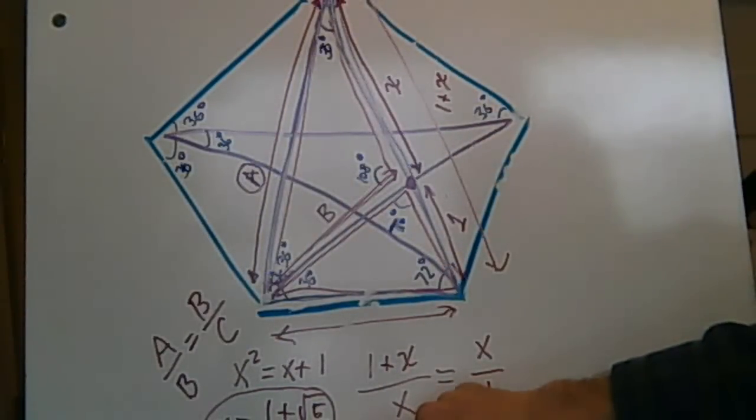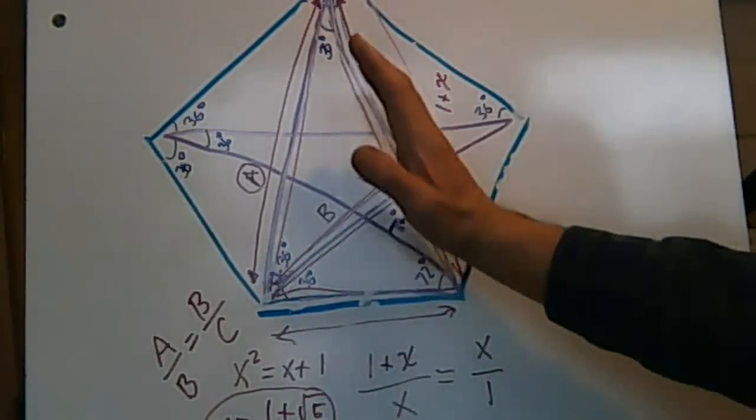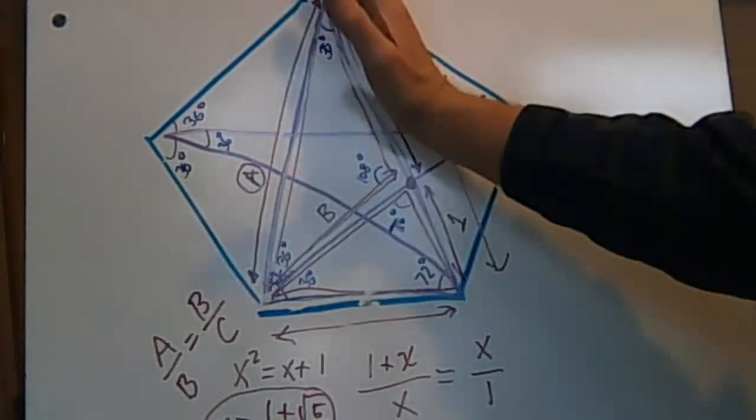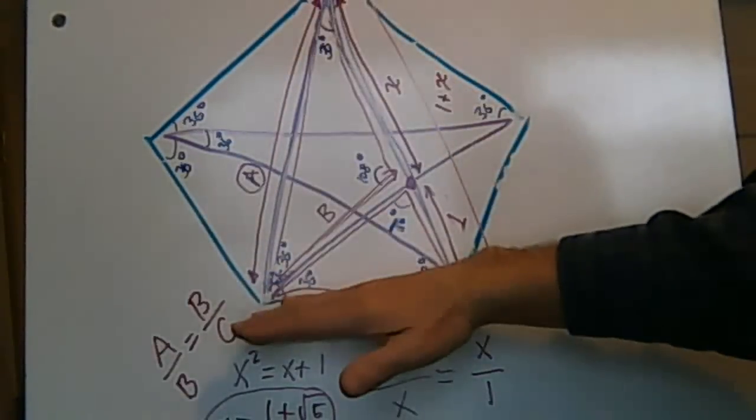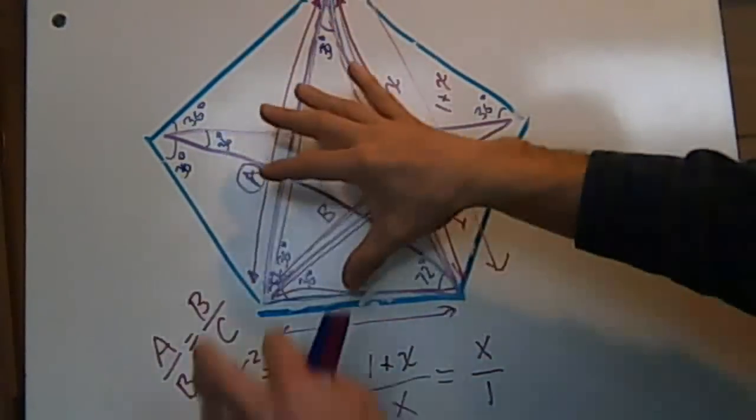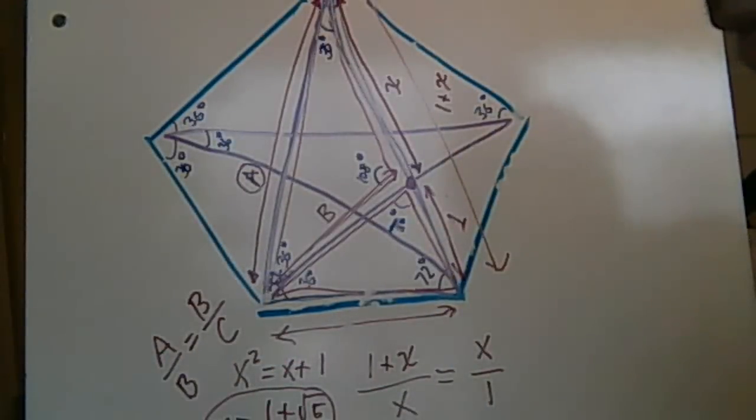If you can construct two lines that have the ratio of this, one of them you can make to be the diagonal of this triangle. The other one you can make to be the base. Then it's possible to construct a regular pentagon with compass and straight edge. And that's really what the Greeks really liked to do.